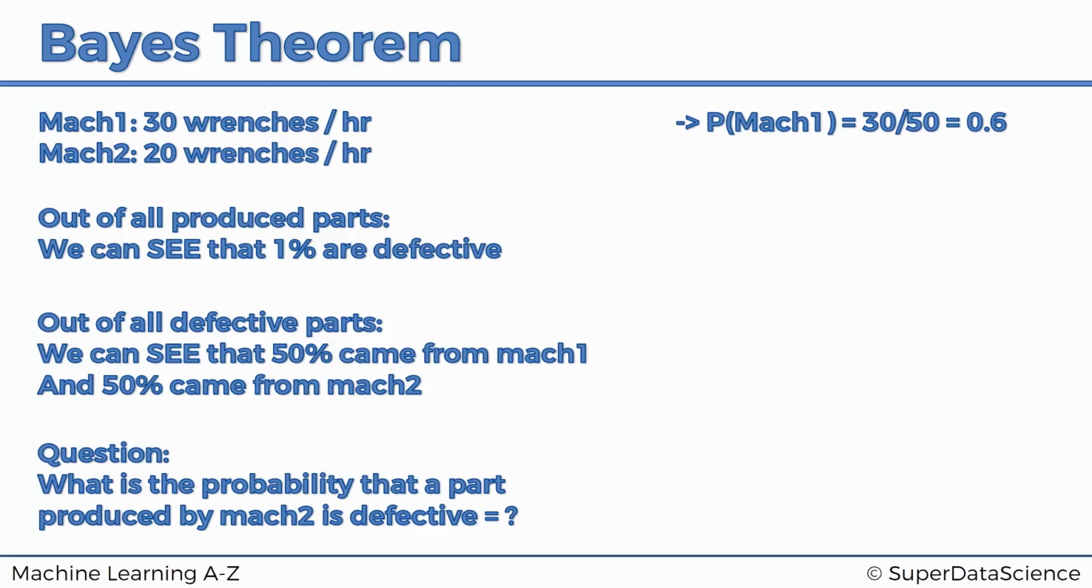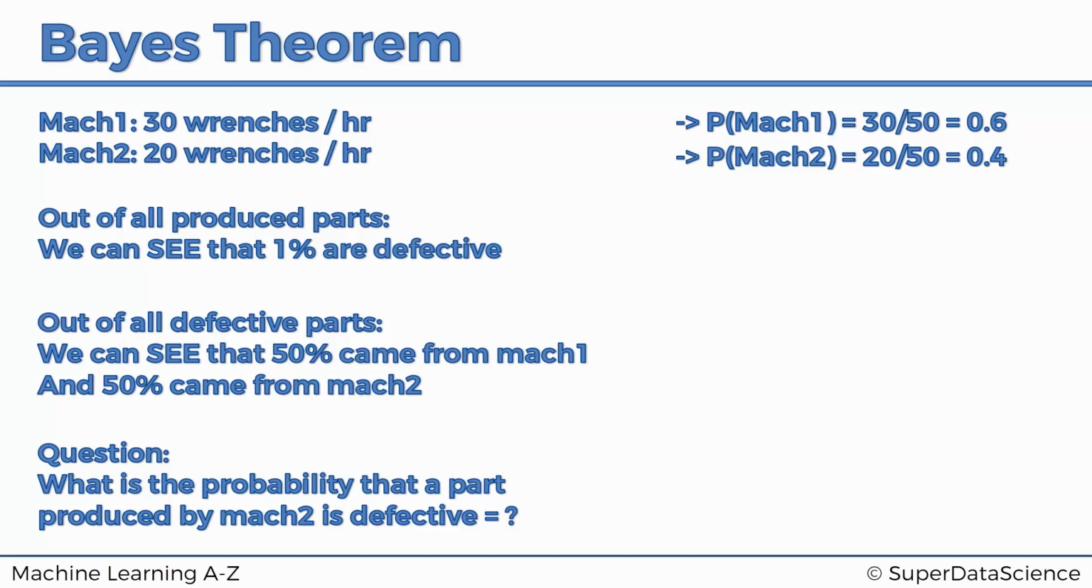Right, so if we're producing 30 from machine 1 and 50 overall per hour, that means the likelihood of any given wrench to be from machine 1 is exactly 30 divided by 50, or 0.6, or 60%. Similarly, the likelihood of that wrench being from machine 2 is 20 over 50, or 40%. All right, great. So we're going to write those down and keep them there for now.